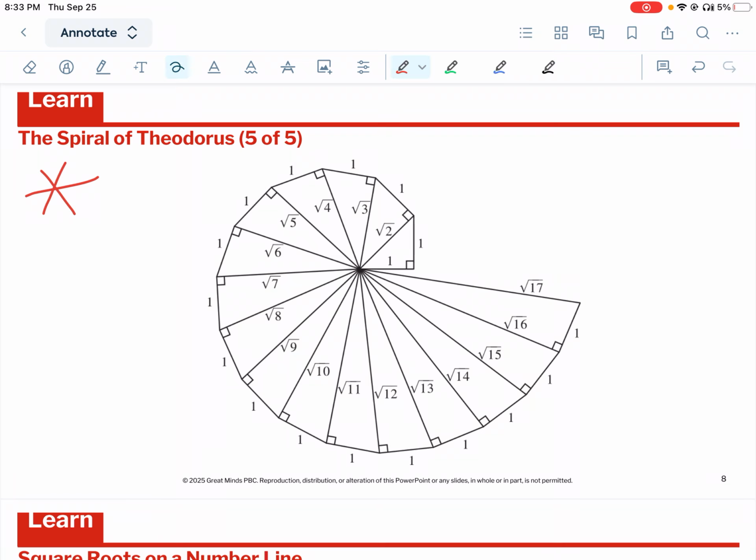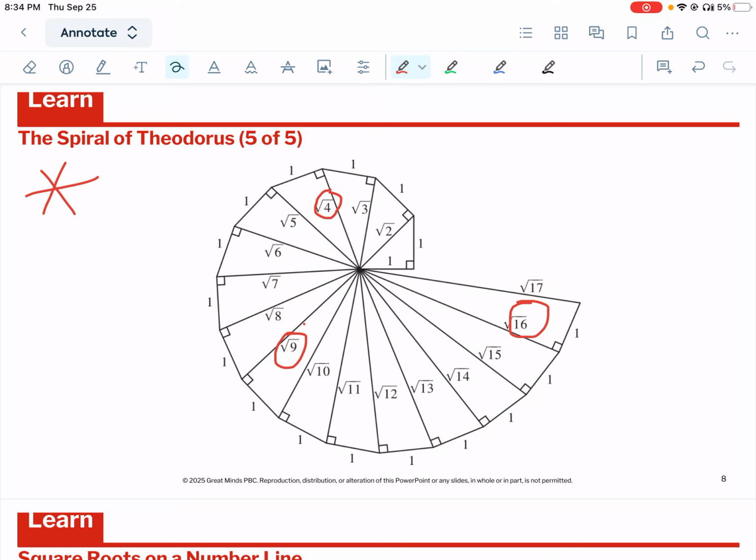Take notice of the fact that we have a few perfect squares in here because right here we have square root of 4, which is 2. Right here we have square root of 9, which is 3. Here we have square root of 16, which is 4. Those will be your main points on the number line. Those are your x values.